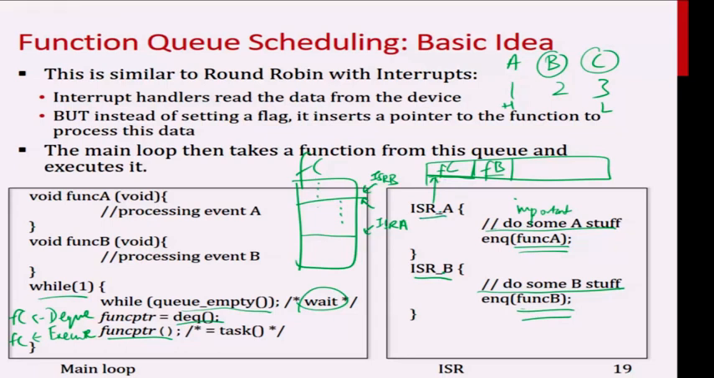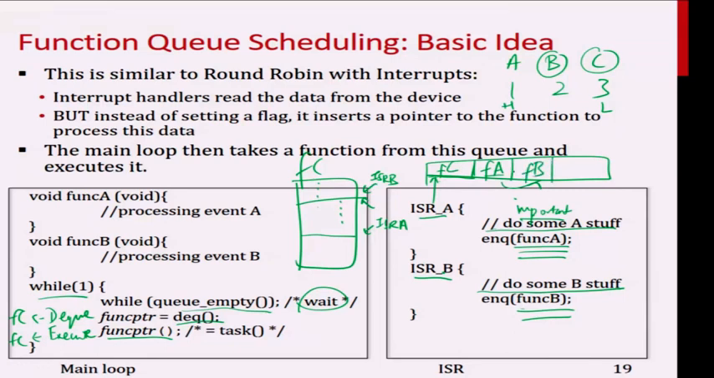Correct? Interrupt A triggers, I'll jump to ISR A, do what is important, and then enqueue function A. This is where the queuing mechanism has a way, or you can implement a way, to focus on priority. If I know that A is higher priority than B, I can push function B here and make function A the next one in the queue.